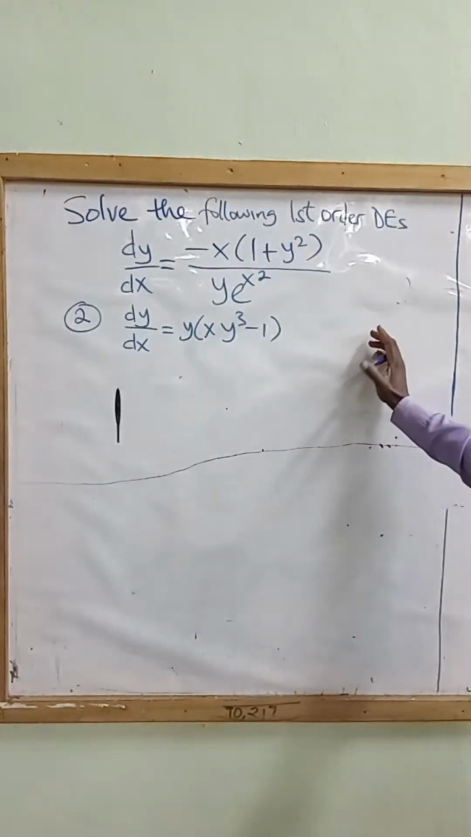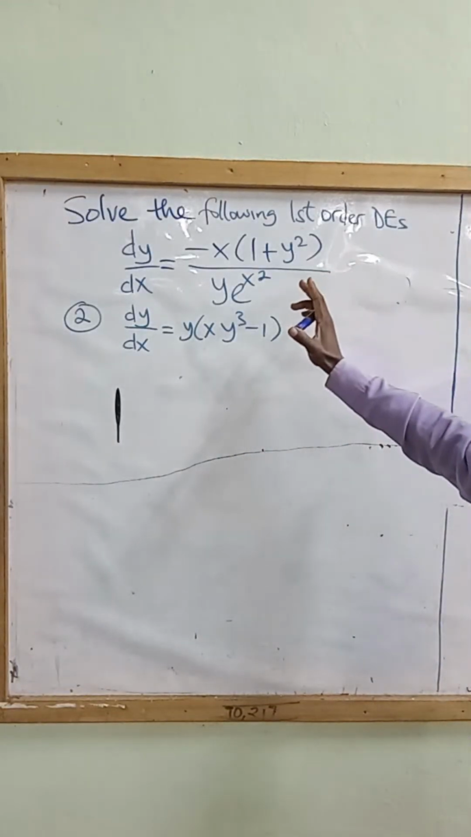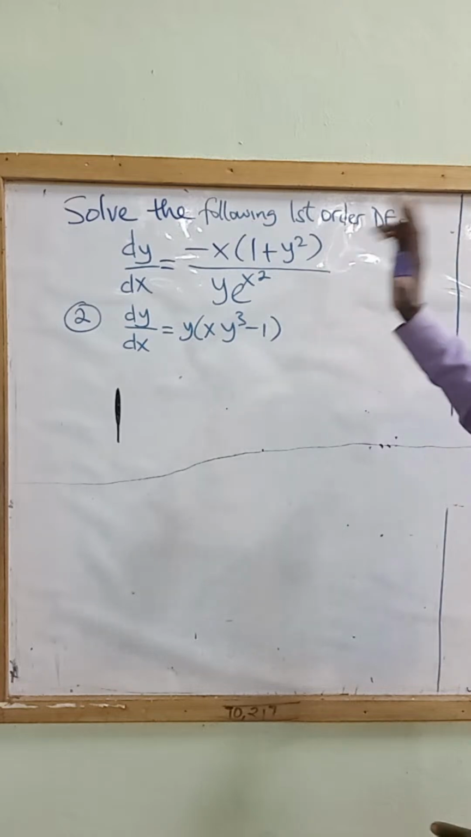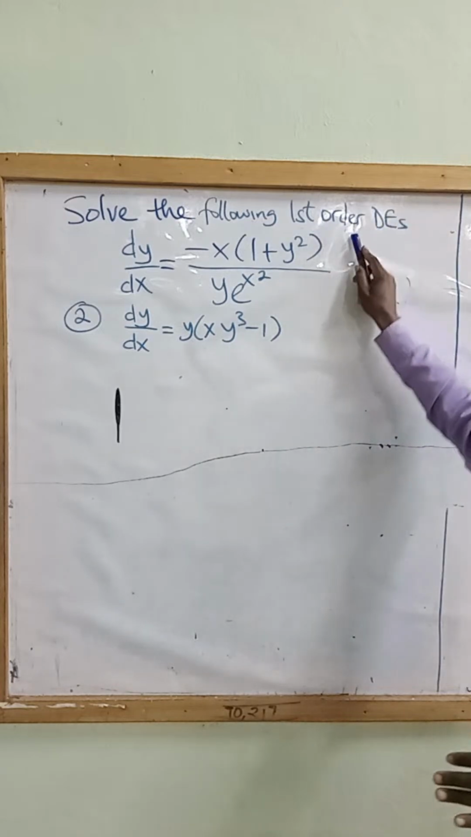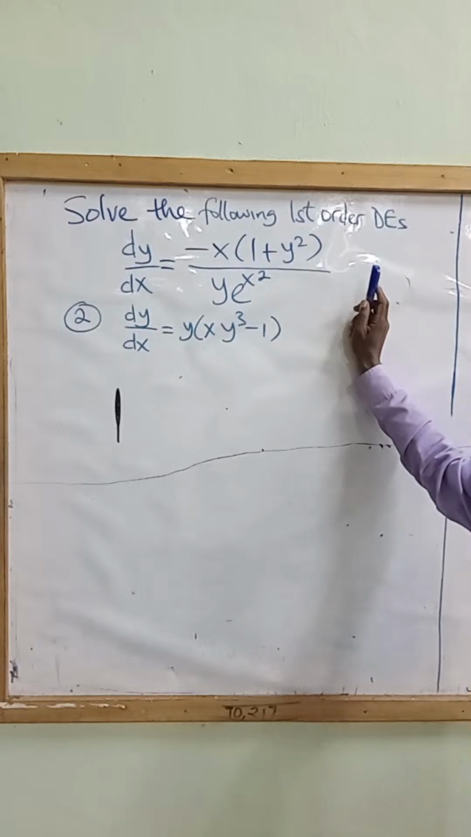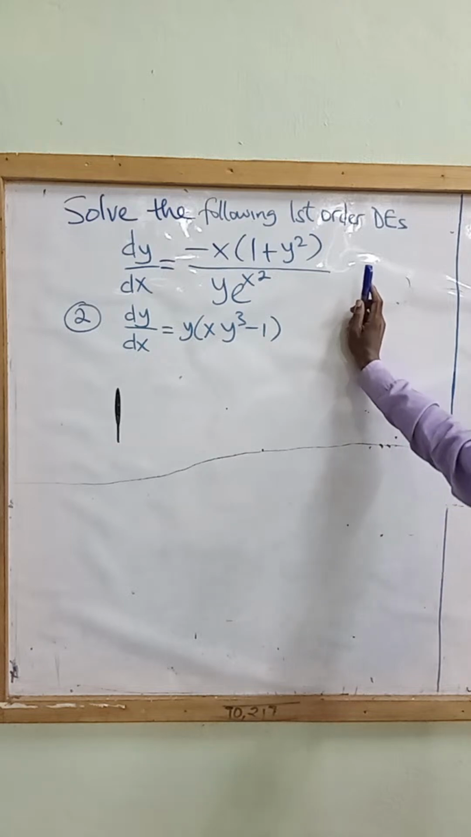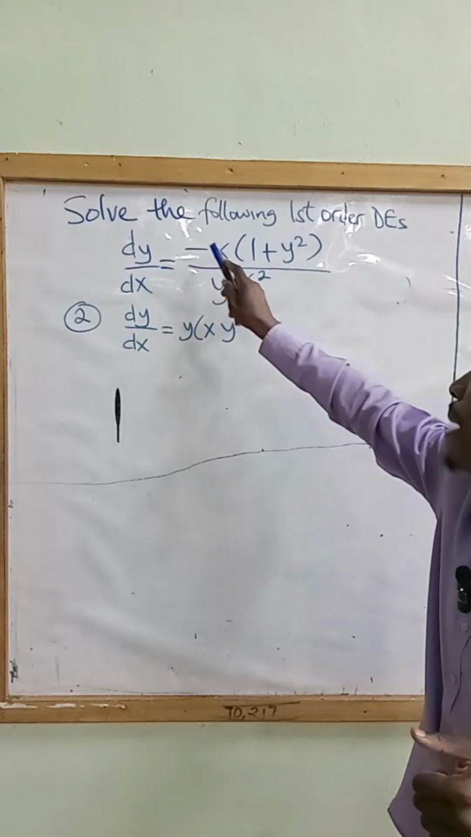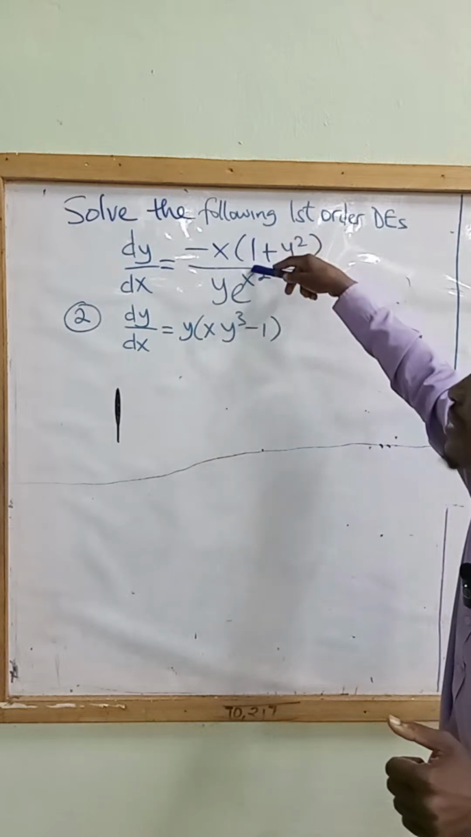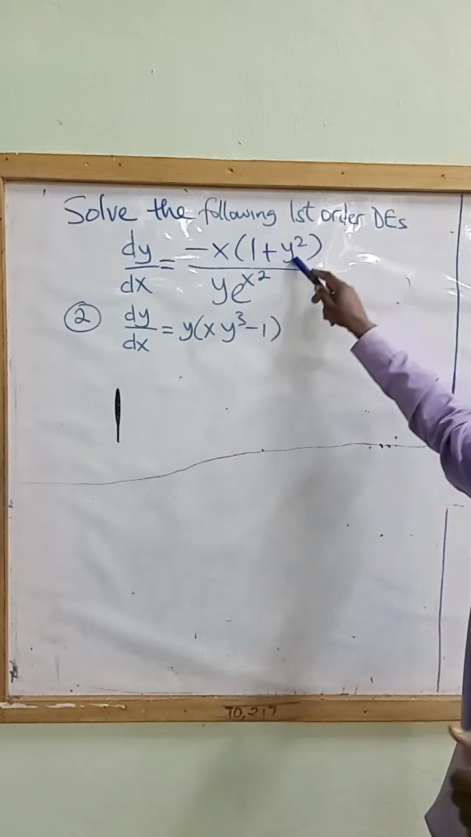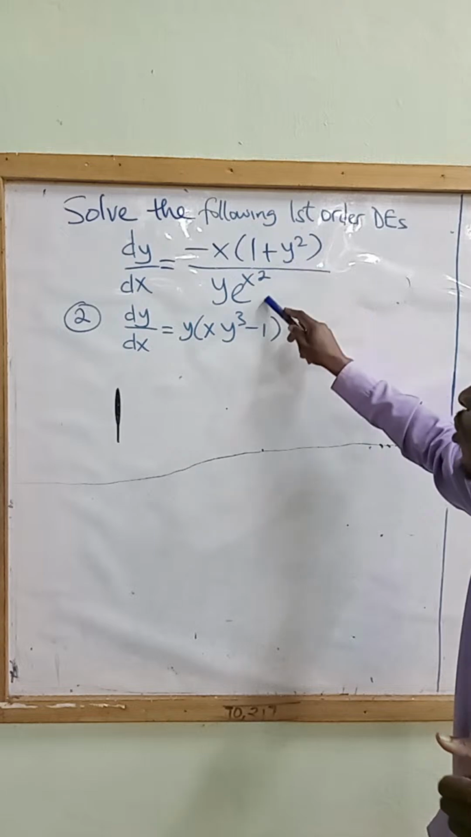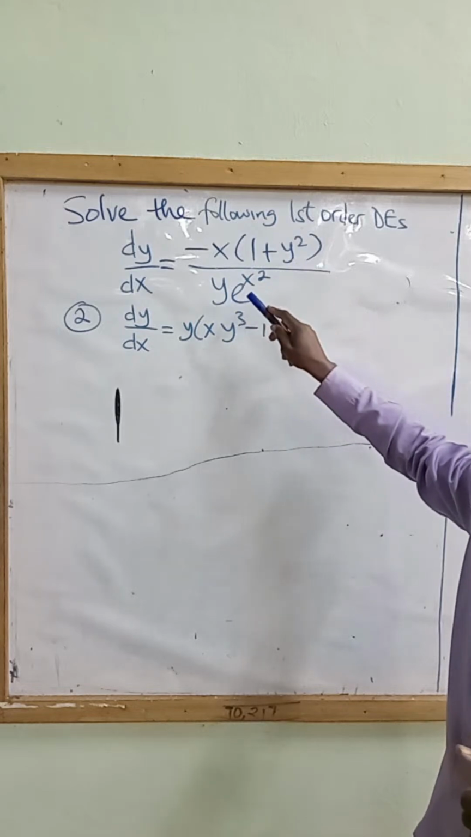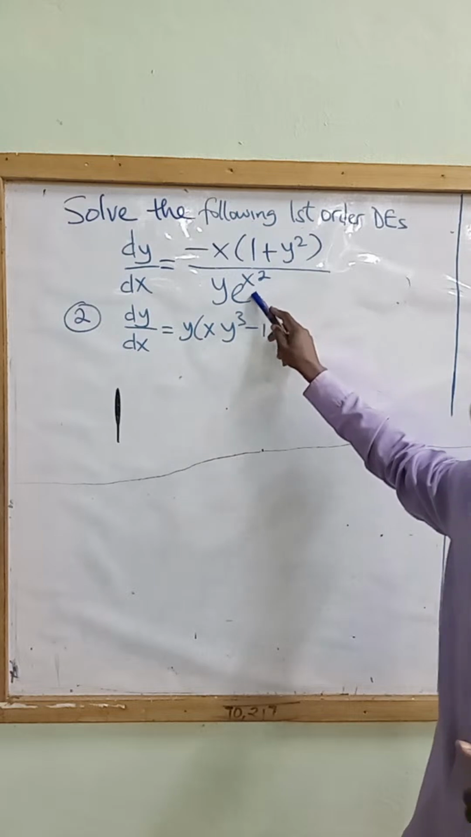The first question we have here is: solve the following first order differential equation. The first one: dy/dx is equal to minus x, brackets open, 1 plus y squared, over y times e to the power x squared.